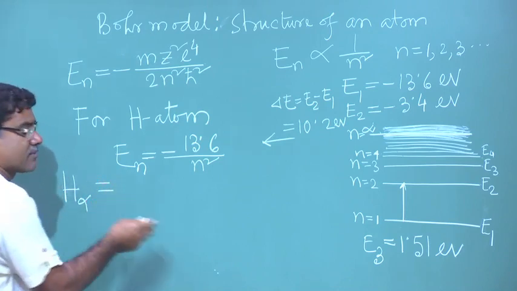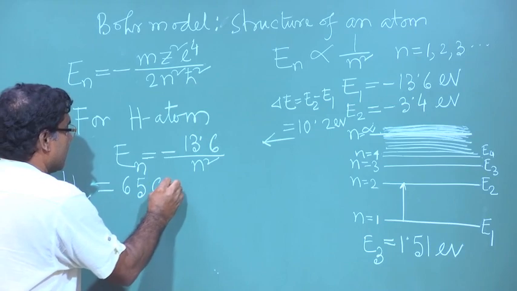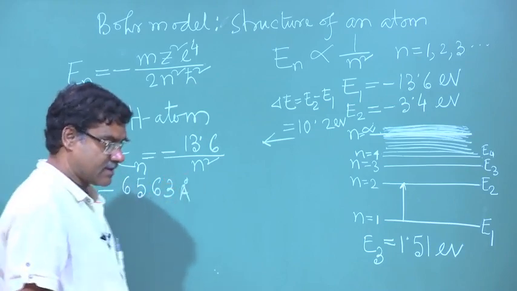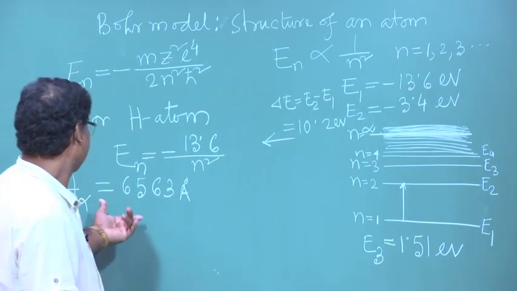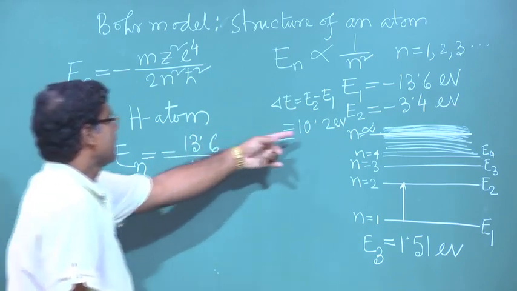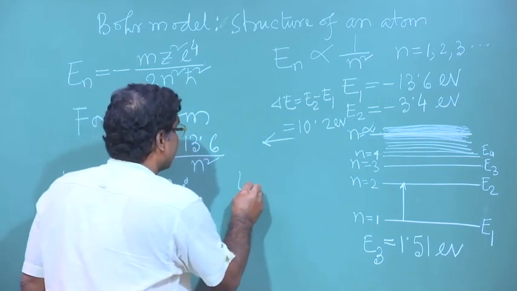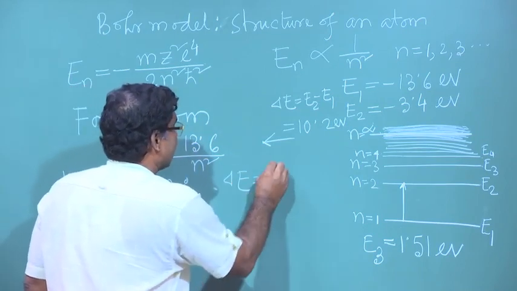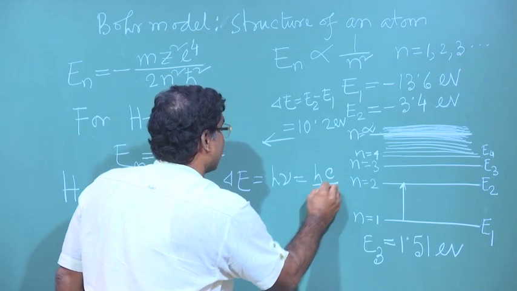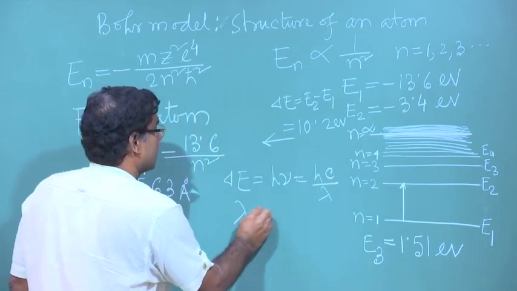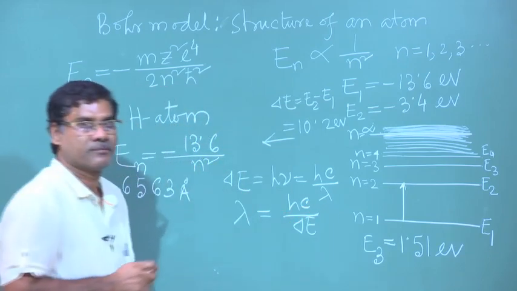The wavelength we have seen is 6563 angstrom. Yes, probably I have written correctly. From this energy one can find out the wavelength. You know delta E equal to h nu, equal to h c by lambda. So lambda equal to h c by delta E.